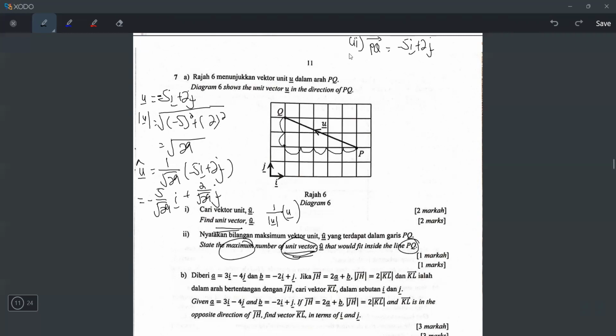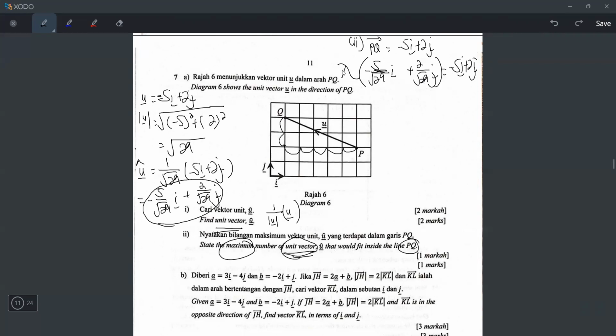And what they are asking now is how many times this unit vector has to be multiplied to fit inside this. It means I will write down the unit vector, which is negative 5 over square root 29 i plus 2 over square root 29 j equals negative 5i plus 2j. But I will write a bracket, I will multiply with lambda. Let me tell you why. Because they ask to state the maximum number of unit vector that will fit inside line PQ. Means how many times the unit vector? Maybe 2 times or 3 times or 4 times. I don't know. That's why I call it lambda. Can fit. Then only equals this. That's how I would do it.